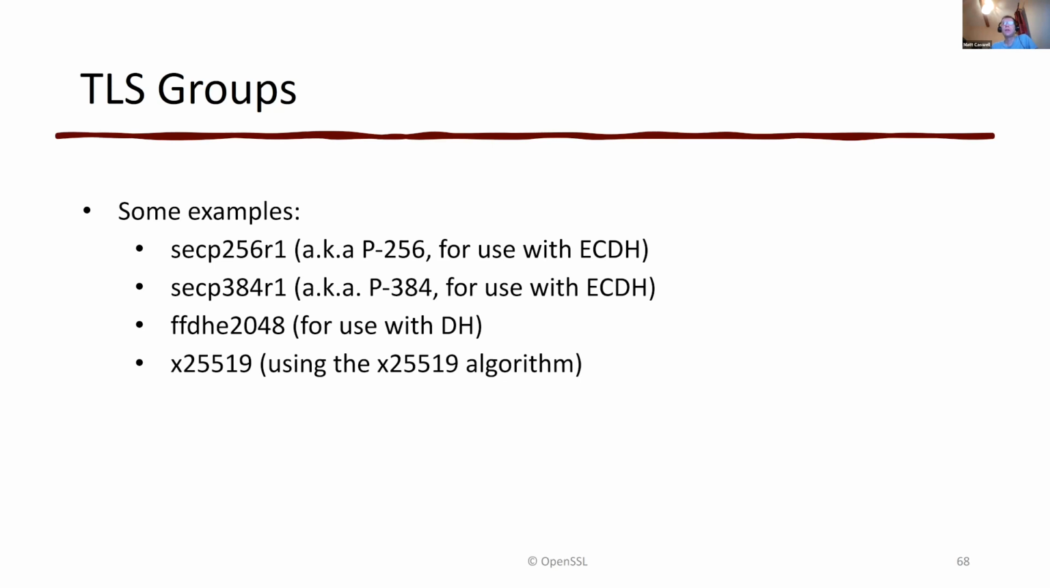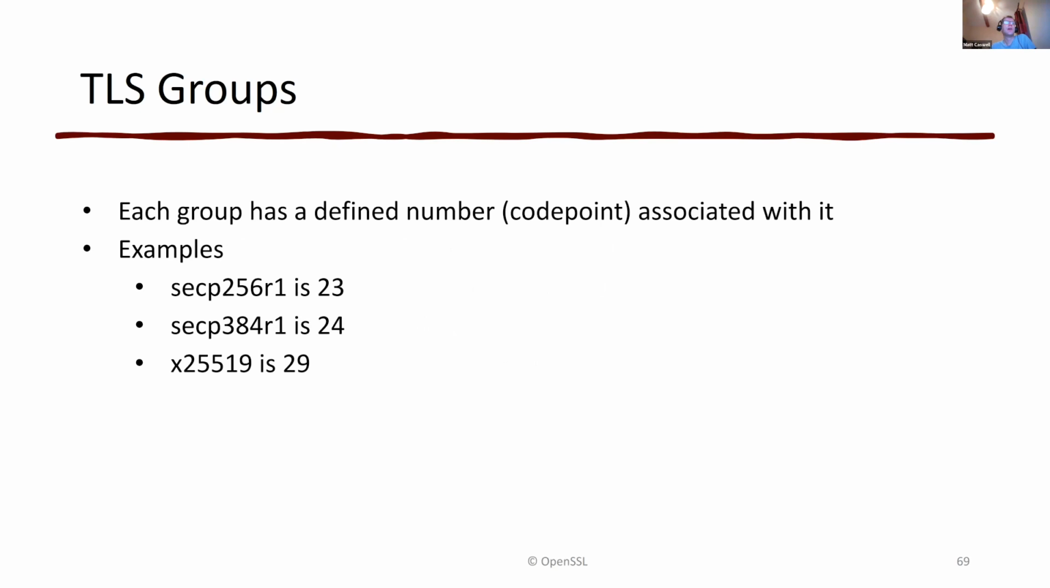Then we've got X25519. There's the X25519 key exchange algorithm, and it has associated with it a group X25519, and it's a one-to-one correspondence. So there aren't multiple groups for that algorithm. You only have the one group, unlike ECDH, where there are multiple elliptic curves. So this is what a TLS group is.